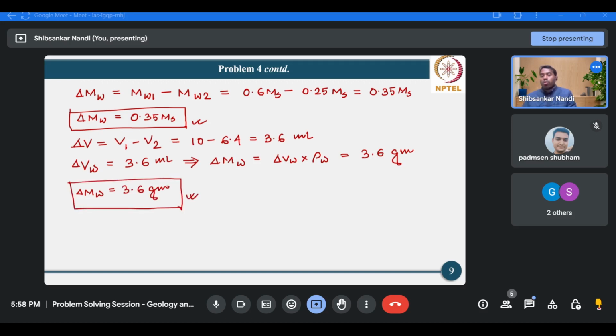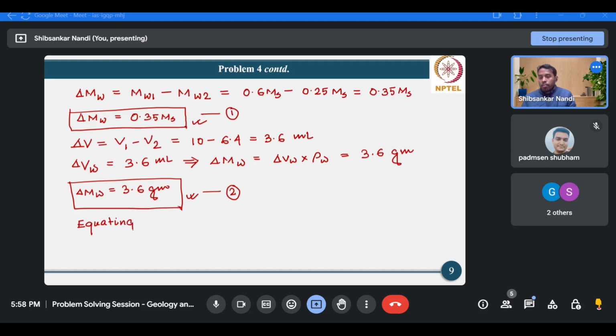Okay. So from these equations, suppose this is equation 1 and this is equation 2. From equation 1 we are getting delta MW as 0.35 Ms, and from equation 2 we are getting delta MW as 3.6 gram. So we can equate these two equations and easily calculate the value of mass of soil solids, that is Ms.